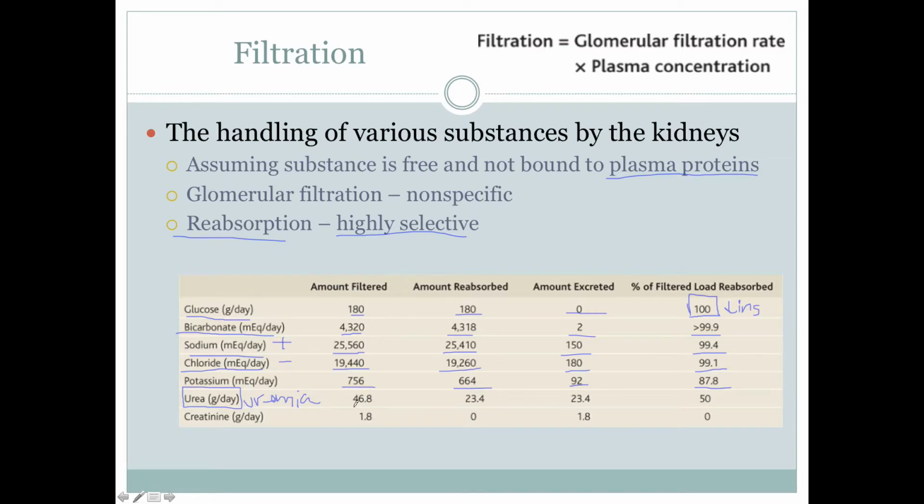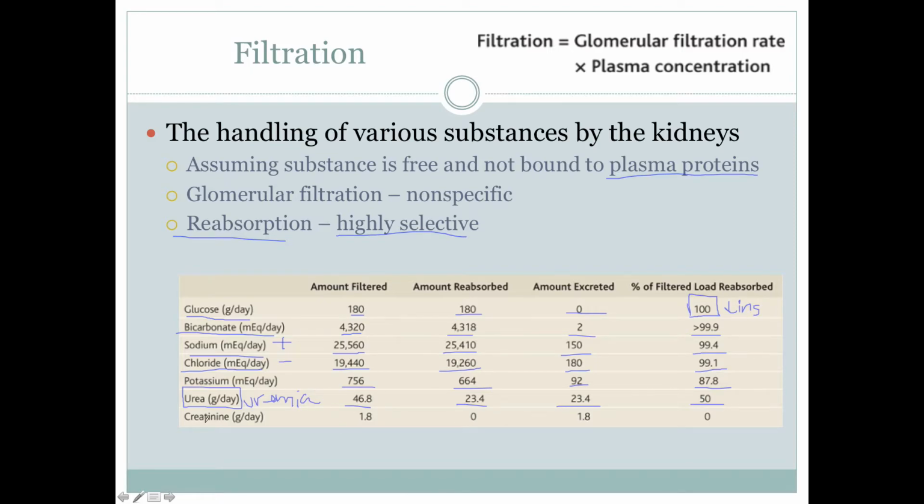So it's important that the amount that's filtered, not all of it should be reabsorbed. There should be a good amount of excretion. So it should be pretty well matched with reabsorption and excretion. So it's about 50-50. 50% of urea is reabsorbed back into the bloodstream, whereas 50% every day should be excreted.